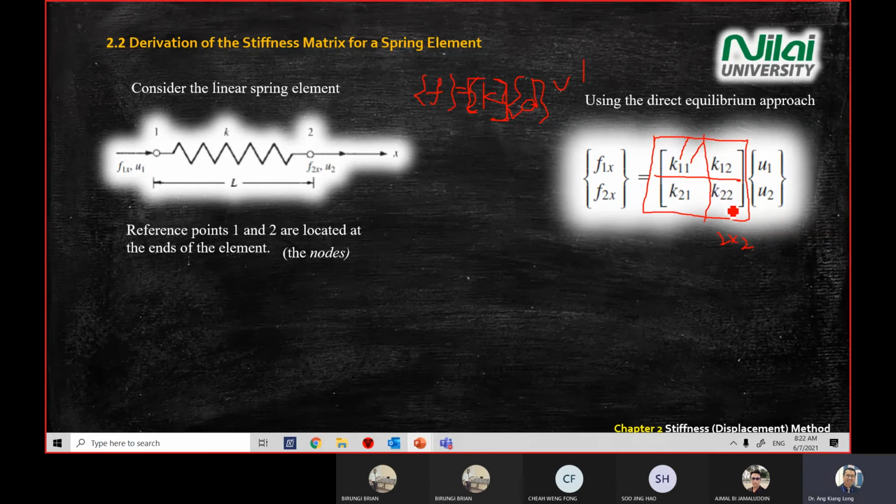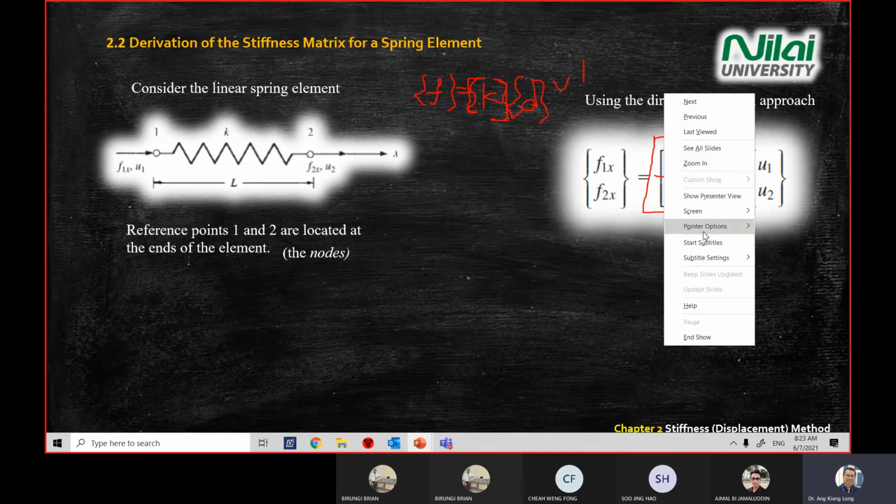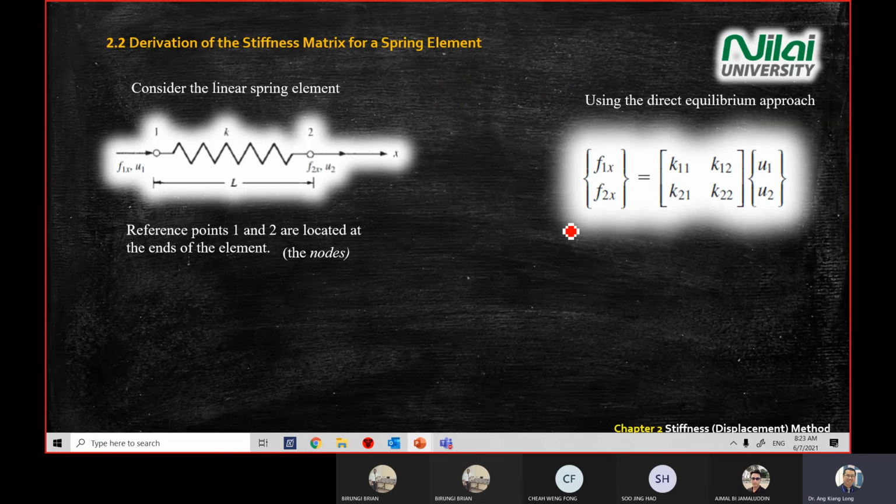So you cannot park K22 here. You cannot park K22 here also. It must park here. If not, you will get the wrong answer. Then you have 2 displacement according to the diagram that you just draw just now. You have displacement at point 1, so U1 you write here, and displacement at point number 2 you write here. Okay, the next is just the application of what you learned in the matrix or the combination of equation.